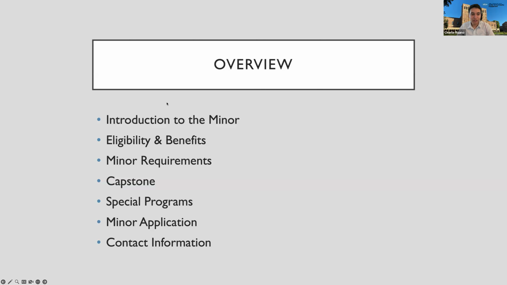So, quick overview, we're going to do an introduction of the minor, eligibility and benefits, the requirements, the capstone project, which is a senior capstone, any special programs that we have to offer, the application, and obviously our contact information. If you have any questions, you can always just shoot them in the chat or you can unmute yourself. I am going to put my email in the chat right now, just in case after the session you have any questions that you probably didn't think of until the session was over. You can shoot me an email.